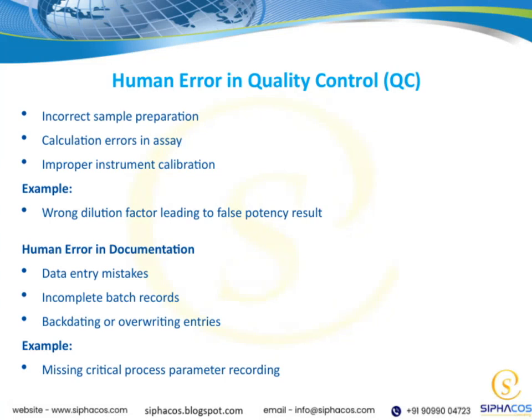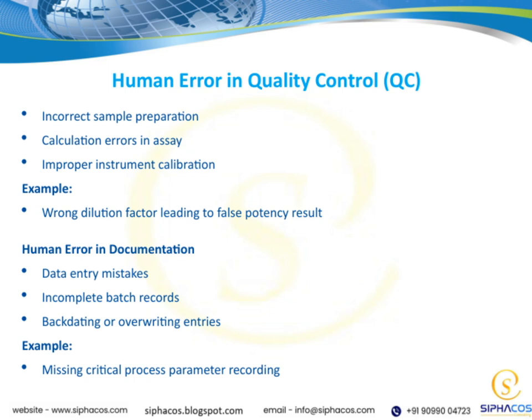Now, let's talk about human error in documentation. This can include data entry mistakes, which are often simple typos or incorrect inputs that can lead to significant issues down the line. It also involves incomplete batch records, where not all the necessary information is captured, making it difficult to trace or verify processes later. Another common problem is backdating or overwriting entries, which can compromise the integrity of the records and obscure the true timeline of events. For example, missing critical process parameter recordings can be a serious oversight, potentially affecting product quality and compliance.